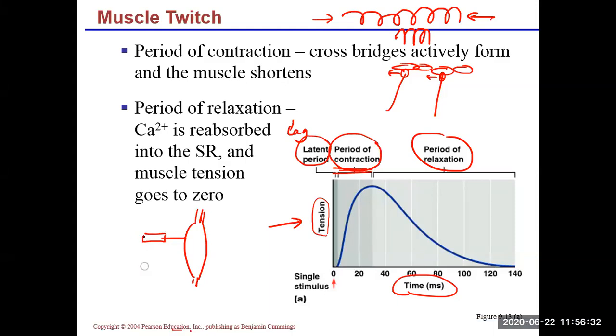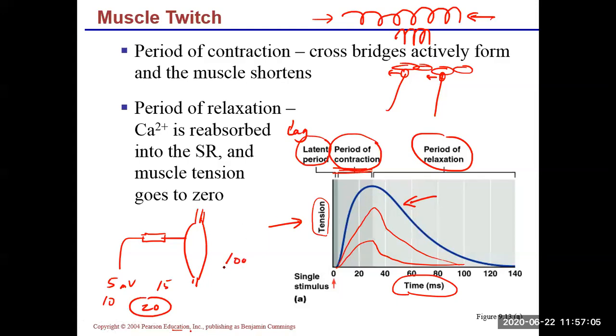So if I zap this muscle, for example, with, let's say, 5 millivolts, you might see something like that. If I zap it with 10 millivolts, you might see something like that. If I zap it with 15 millivolts, the twitch is getting higher and higher. But if I zap it with, let's say, 20 millivolts, I'm getting this. If I zap it at 100 millivolts, I'm still getting this. What does that tell you? That means the maximum has been reached. You cannot make it more contracted than the max.